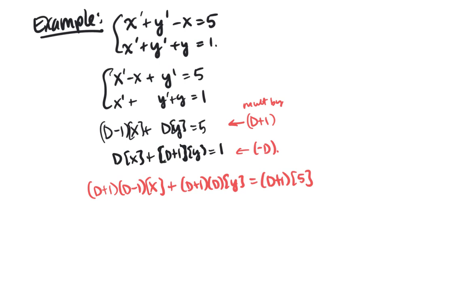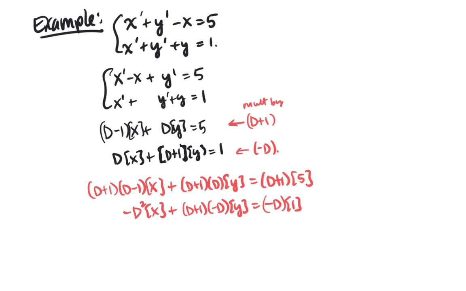All right. And then I will have negative d squared x plus, then I'll have d plus 1 times negative d y equals negative d acting on 1, operating on 1. Okay. So, all right. So what do we have here?